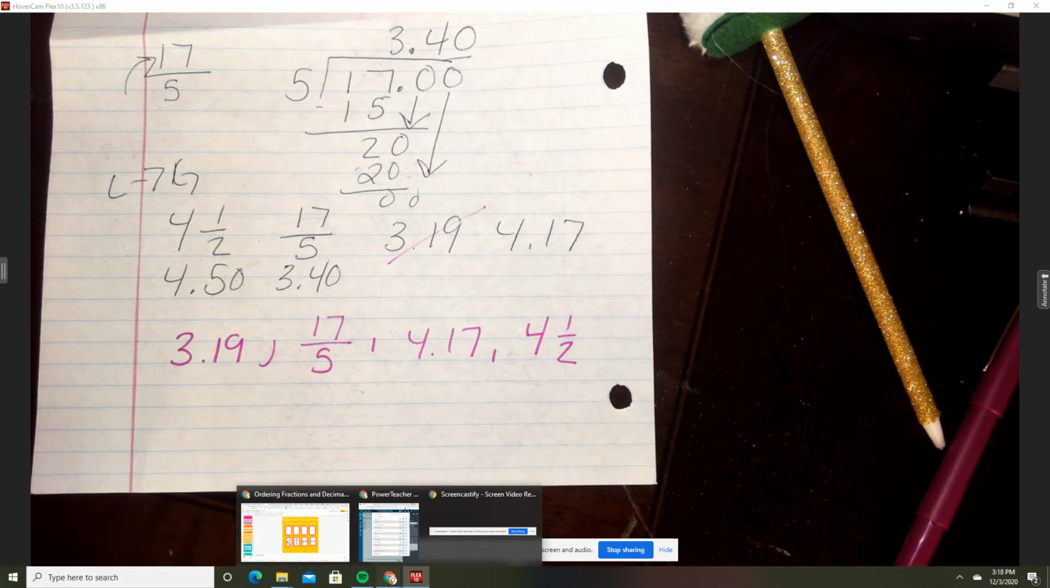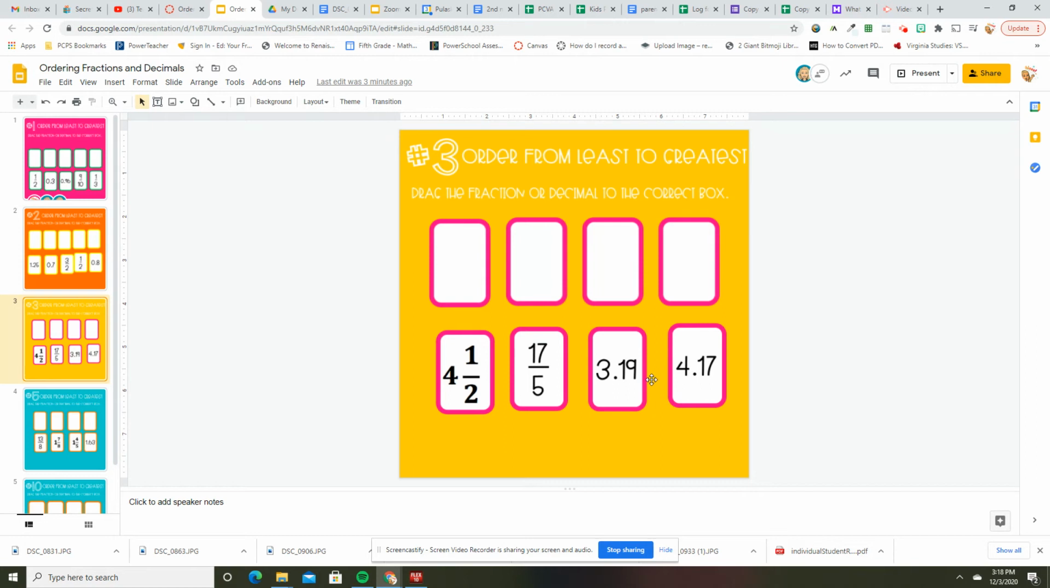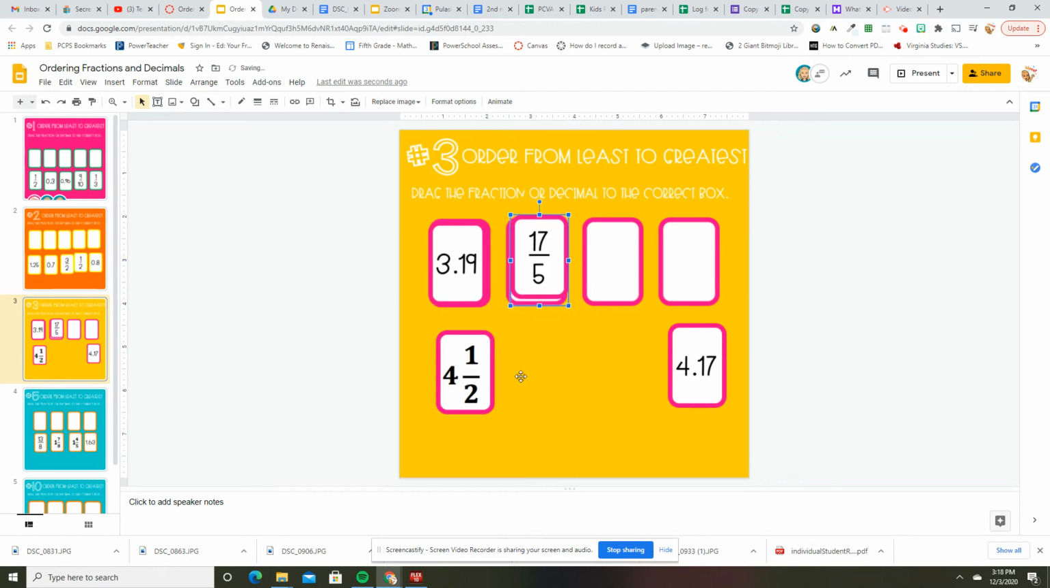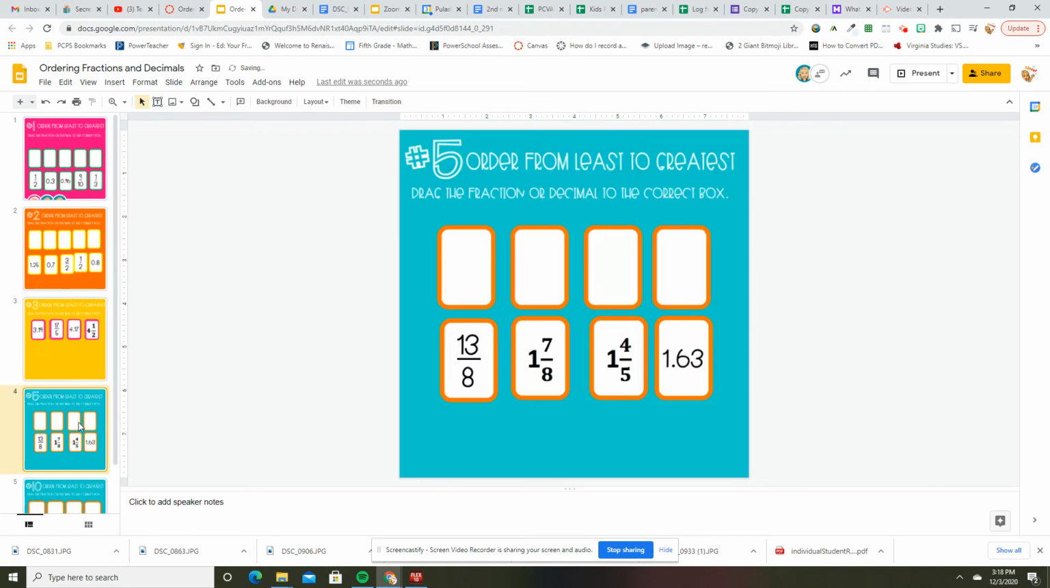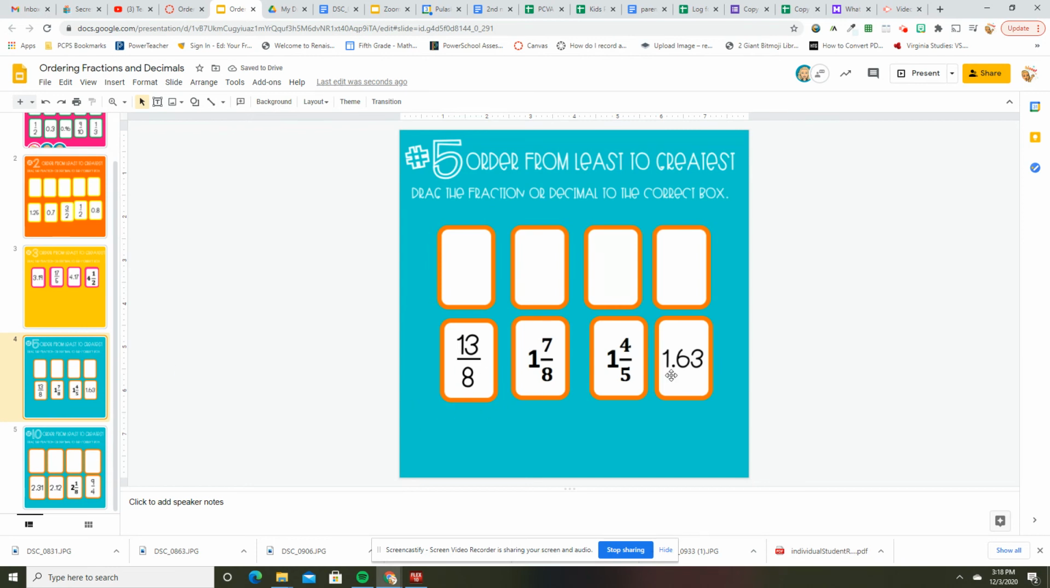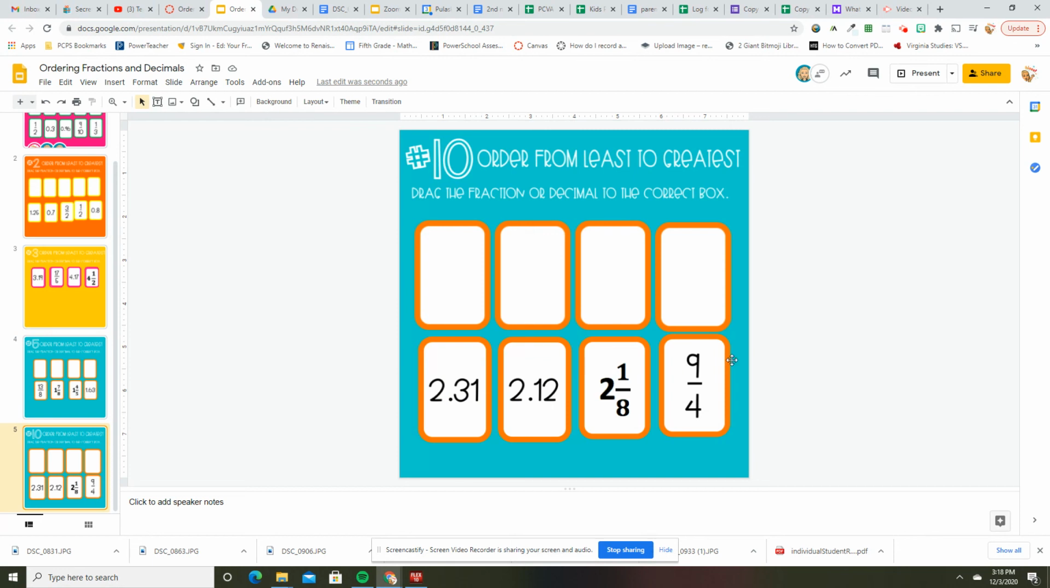So that means that this one is the smallest. And then we said it was 17 over 5. And then it's 4 and 17 hundredths, and then 4.5. Okay? So when you convert those, because you're going to have to convert this, these have whole numbers as well. Each one of those will, and each one of these will have whole numbers.